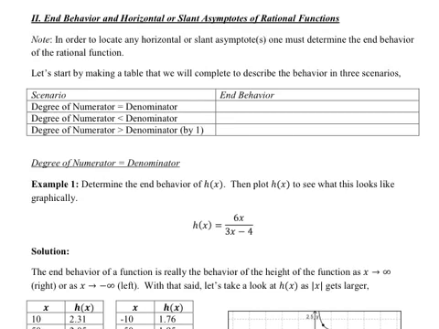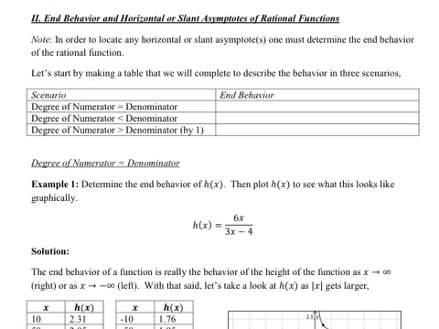Now, to do this, we're going to use the following table. And what you're going to do by the end of the class today is fill in this table here. First scenario is we're going to look at a rational function whose numerator has the same degree as the denominator. Then we're going to look at one where the numerator is less than the denominator. And then finally when the numerator is greater than the denominator by 1. Okay, specifically. So let's start with our first example.